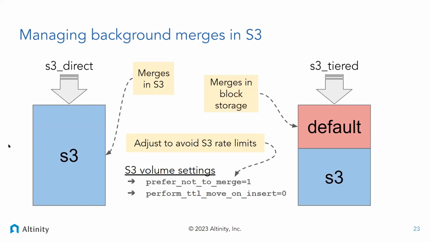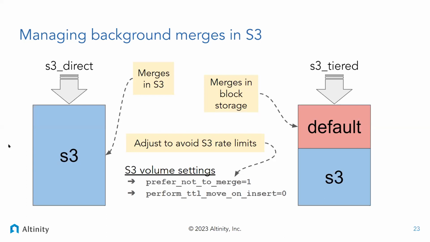So if you use tiered storage, you actually avoid that problem, because the merges will typically happen in the default device. The data will arrive, it'll sit there for a while, and it'll fully merge over hours or days. And then by the time it moves to S3, it really doesn't need to merge anymore.